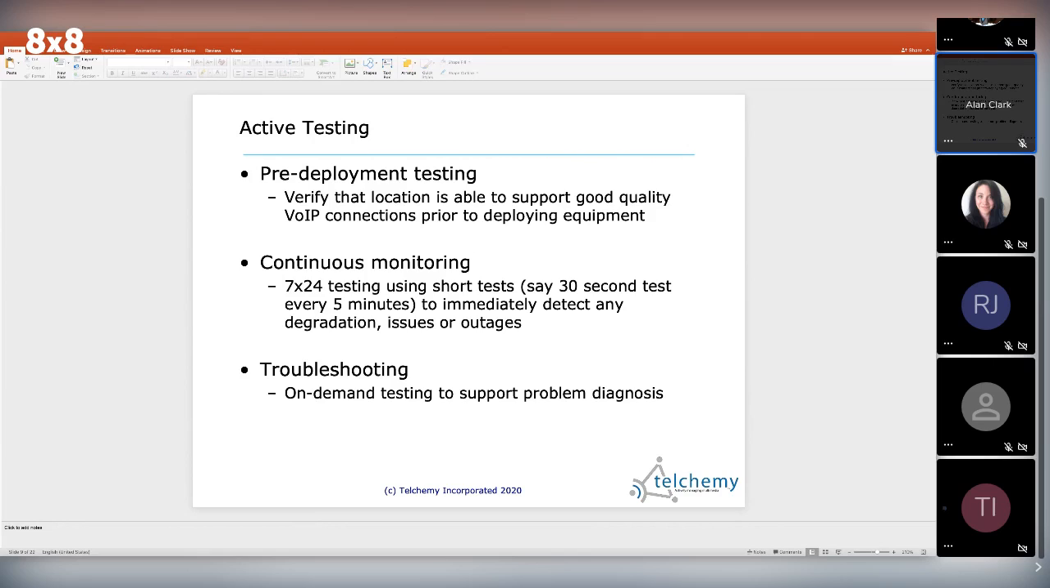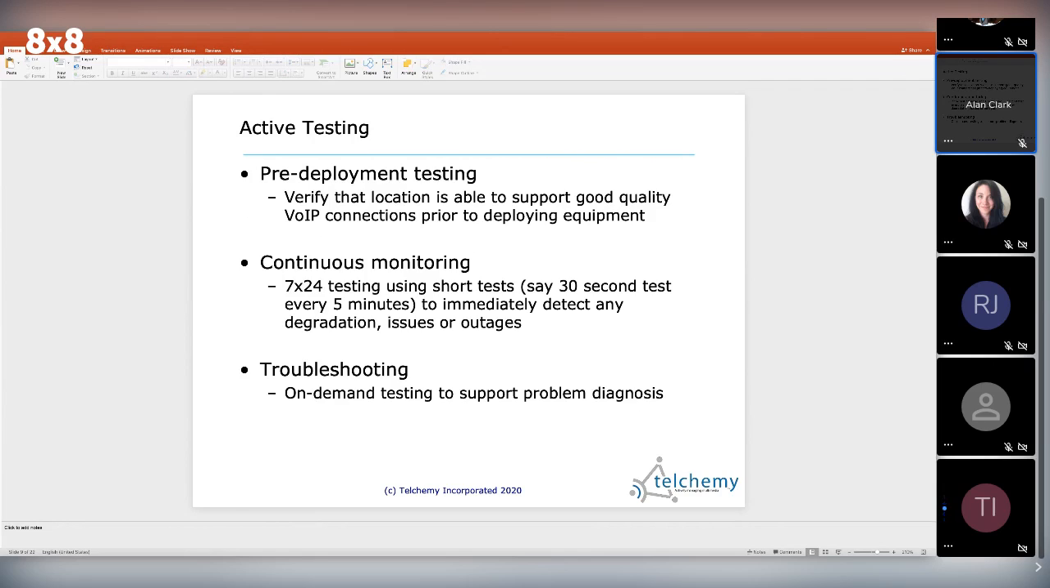The second approach is continuous monitoring. This is typically run 7x24 with short tests at fairly short periods, like every 5 minutes or maybe every 15 minutes. The idea is to have minimum impact on the network and infrastructure. You don't really want to load it down, but you have this very short cadence, so that if a problem does occur, you can detect it fairly quickly and get alerted to know that you need to go and troubleshoot that.